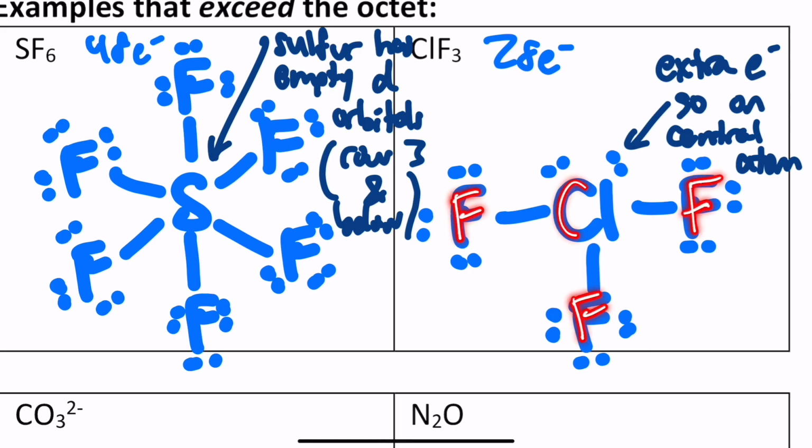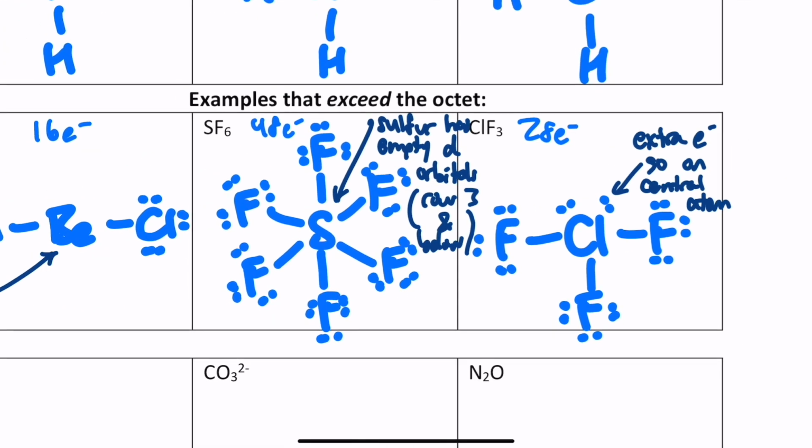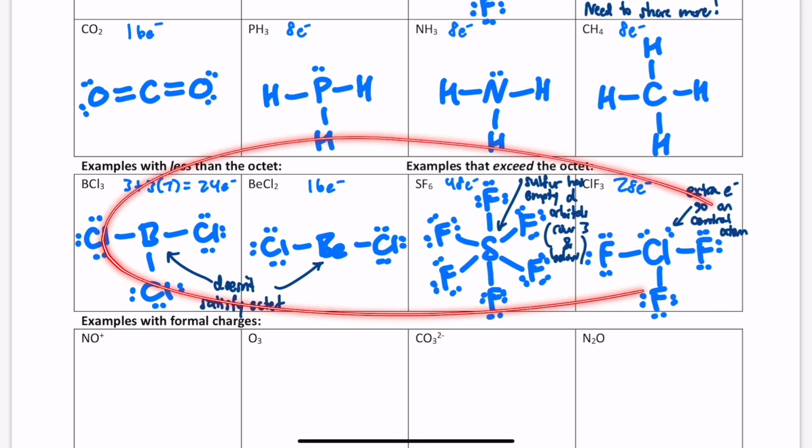So that central atom with the extra electron pair doesn't really feel like he has full ownership of all of those electrons because there are significant dipoles pointing toward the more electronegative peripheral atoms. Okay, so those are some exceptions to the octet.